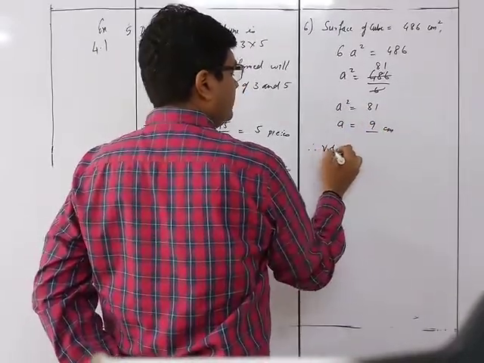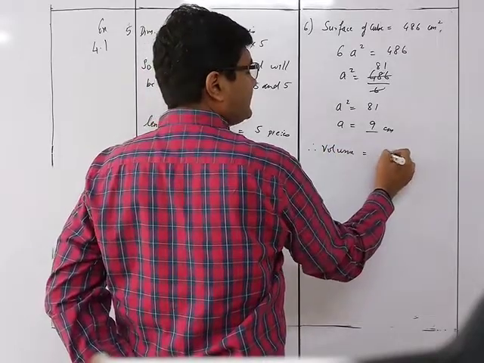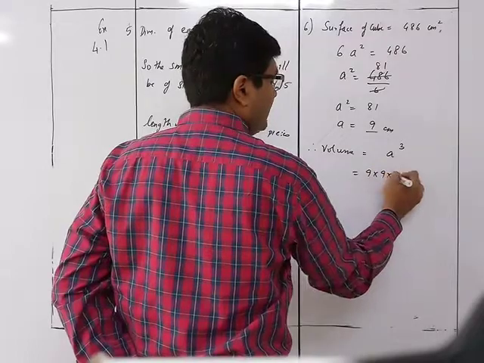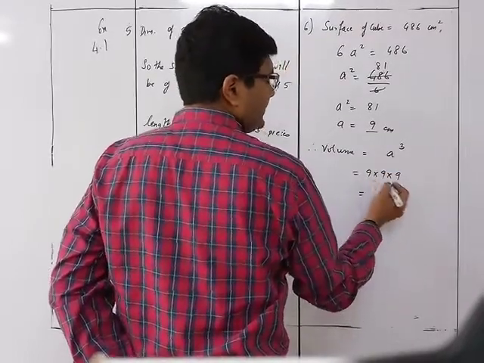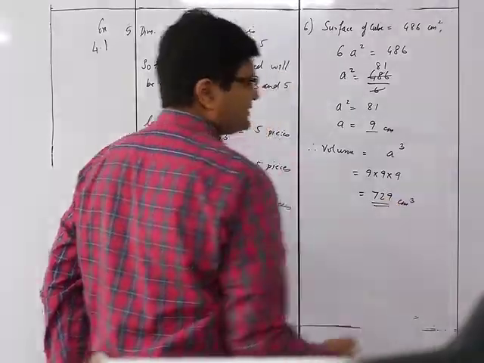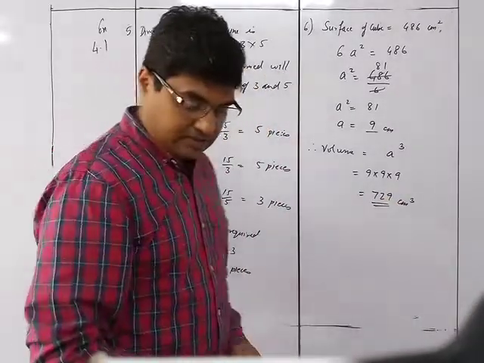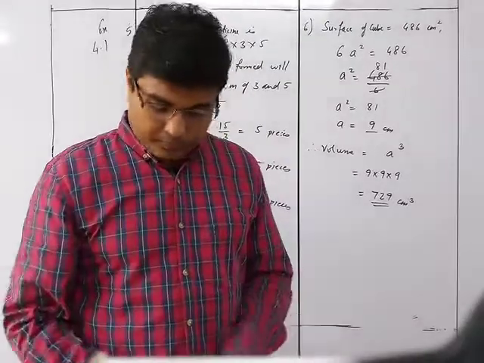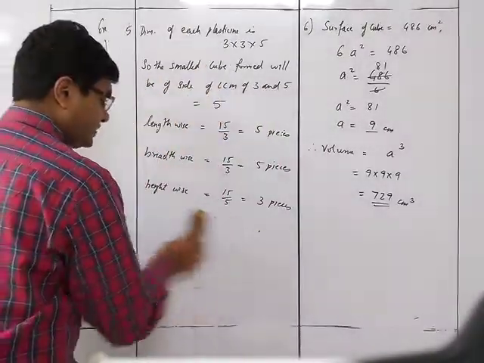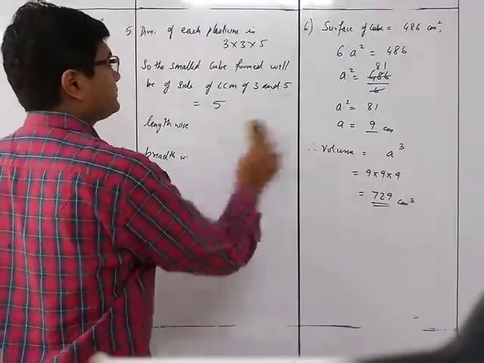Therefore, the formula of volume is a cube, side cube, which is equal to 9 into 9 into 9, which is 729 centimeter cube. So that's the answer for question number 6. Right? We move on further to question number 7.